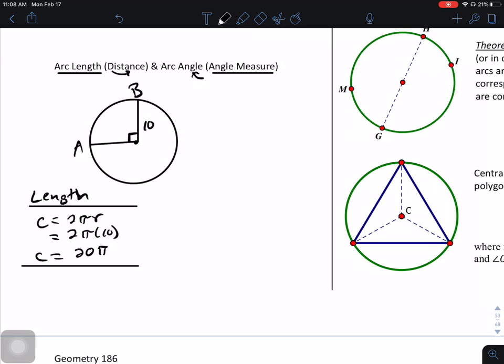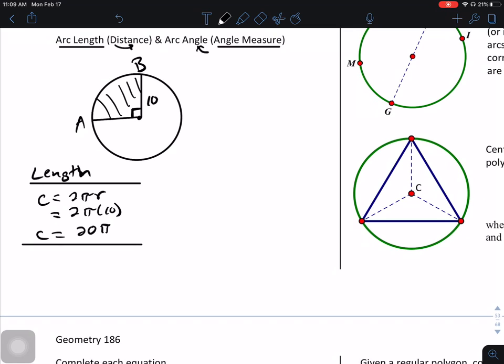Well, if we have a 90-degree angle there, that 90 degrees represents 1/4 of the circle. It's 1/4 of the way around, because 90 and 90 and 90 and 90 is 360. So that means the arc length we're looking for is 1/4 of the total circumference. A fourth of 20 pi would be 5 pi.